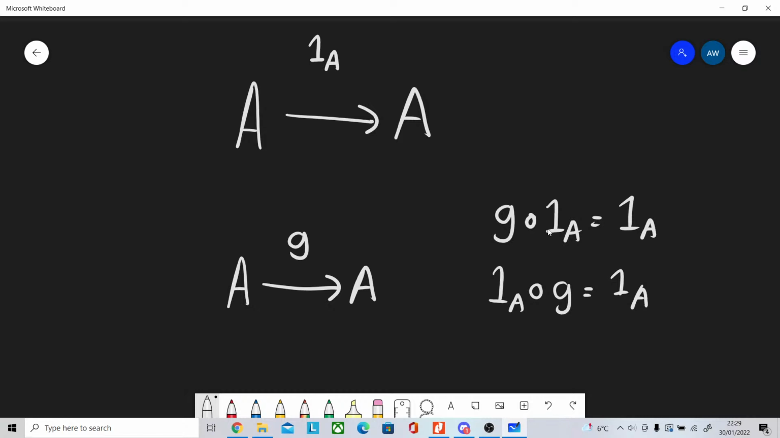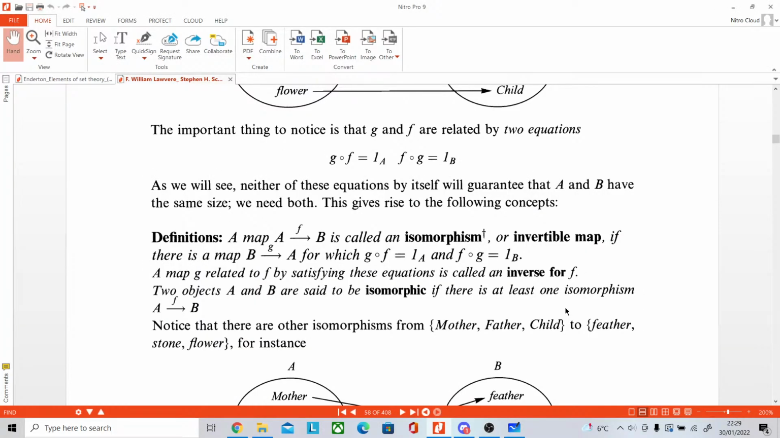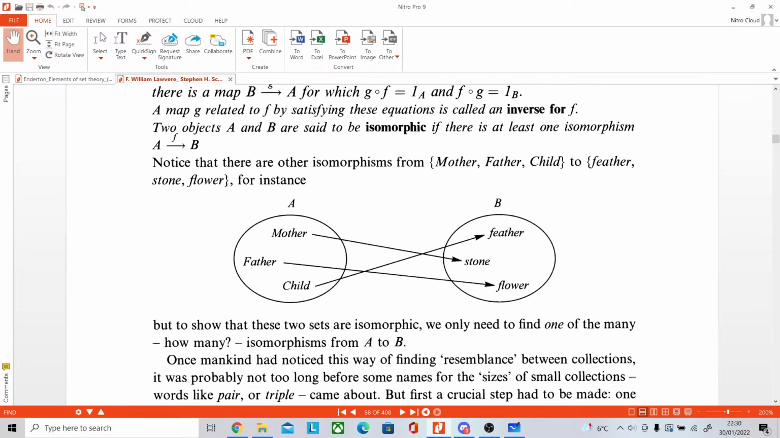Is there such a map? Well, sure, G equal to 1A is a map. Because if you substitute that in, first just notice that 1A does have domain A and codomain A because, well, it's just the top thing over here. So if you substitute this in here and substitute this in here, then obviously you know that this is correct and this is correct. So there is a map G which satisfies these conditions, right? I have shown you that there is such a map. Therefore, 1A is indeed an isomorphism.